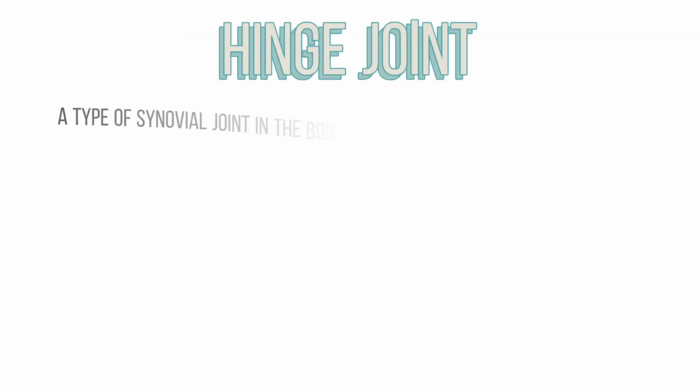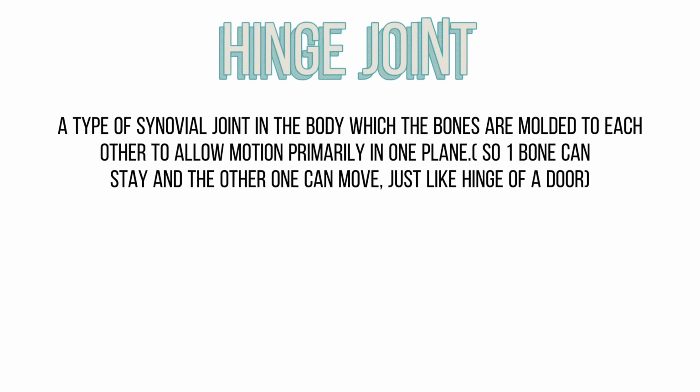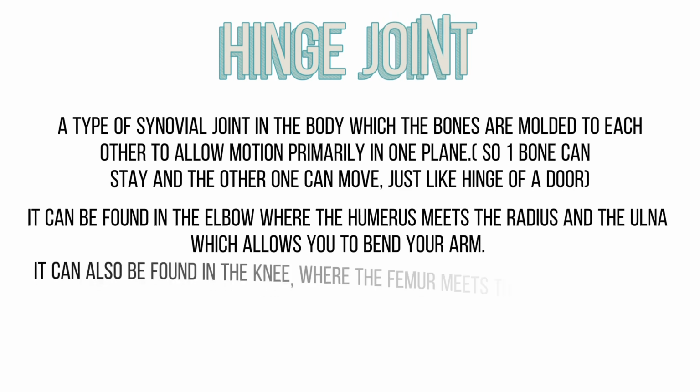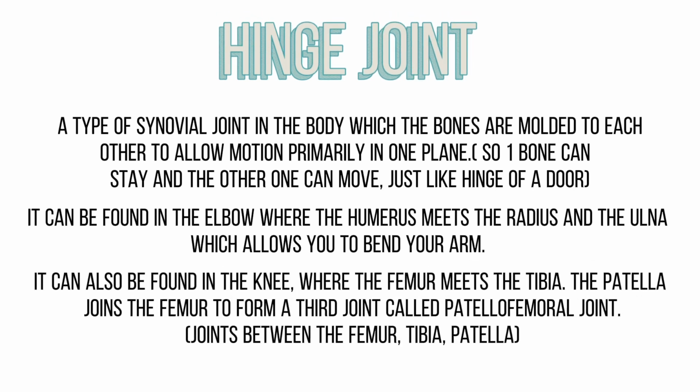Hinge joint. A type of synovial joint in the body in which the bones are molded to each other to allow motion primarily in one plane. So one bone can stay and the other one can move, just like the hinge of a door. It can be found in the elbow, where the humerus meets the radius and the ulna, which allows you to bend your arm. It can also be found in the knee, where the femur meets the tibia.